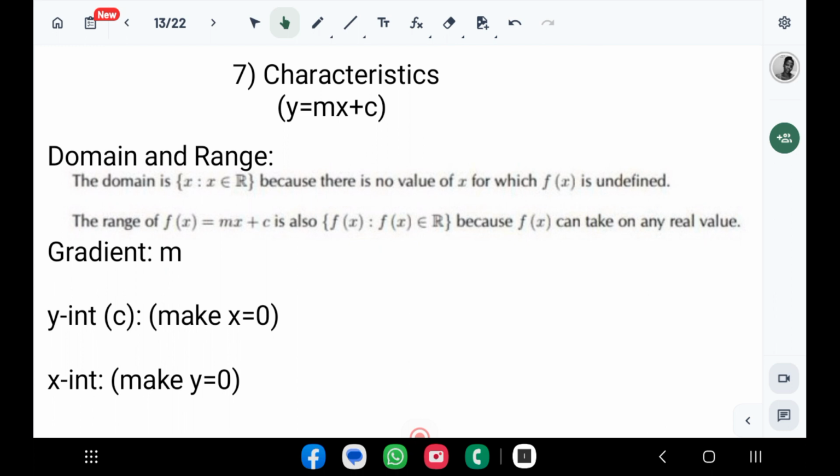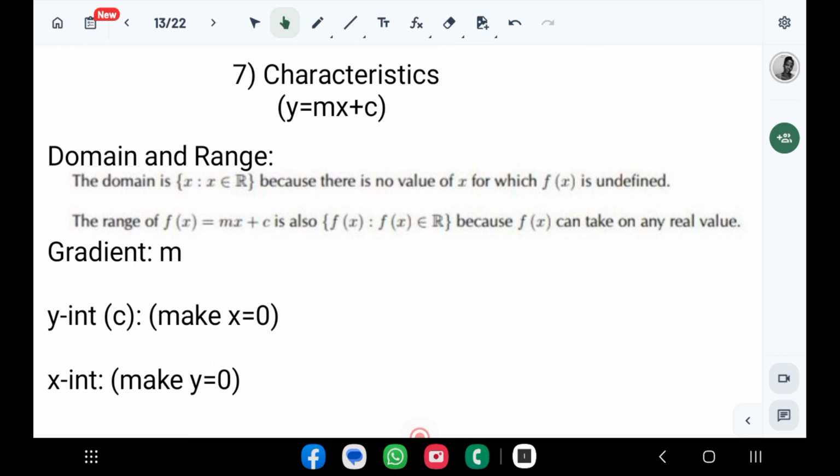Now let's look at the gradient. When you've got your equation y equals mx plus c, your gradient is m. Whatever your m is, that is what your gradient is. That is the change in y over the change in x. Don't worry about that if you don't know. I'm going to show you exactly how we figure that one out.